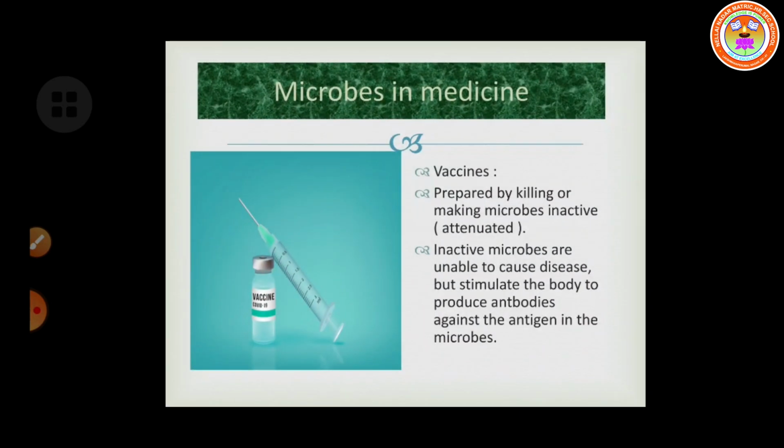So next we are going to see about the vaccines. Vaccines are prepared by killing or making the microbes inactive. So how are vaccines produced? They are produced by either killing or making the microorganisms inactive. The inactive state of microorganisms is called the attenuated condition. Attenuated means making a microorganism inactive.